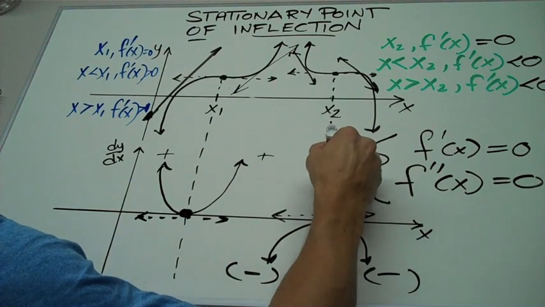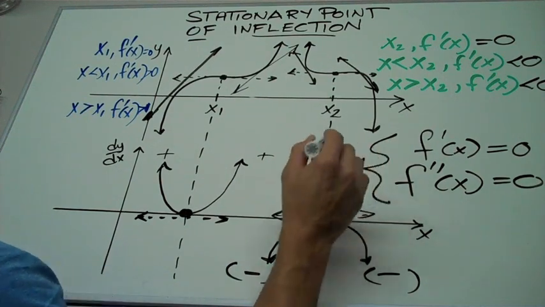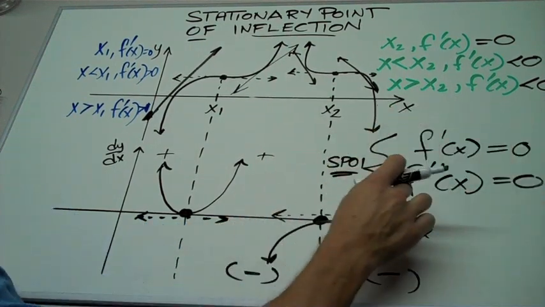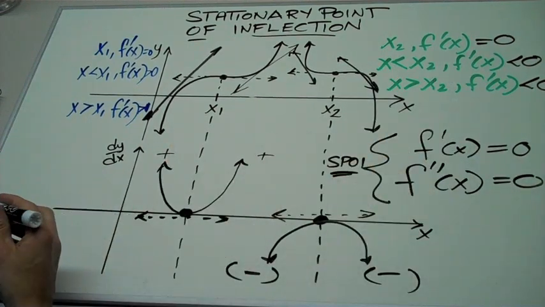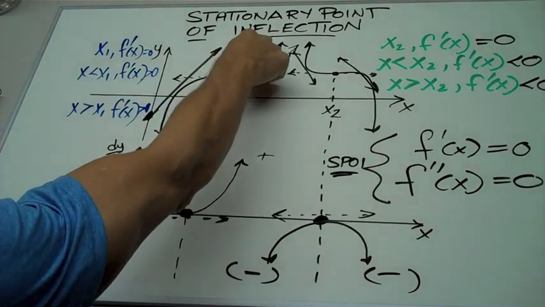So you have to know this. For a stationary point of inflection, we have f dash of x equal to 0 and f double dash of x equal to 0. Both the first and the second derivative are equal to 0 at a stationary point of inflection.